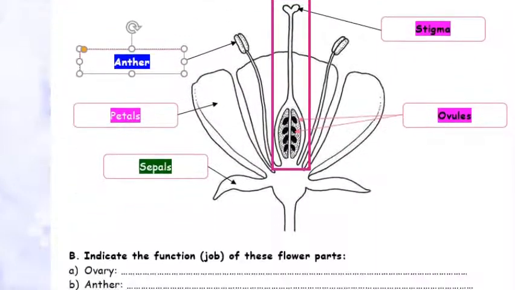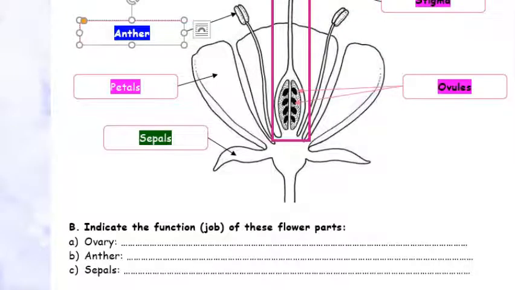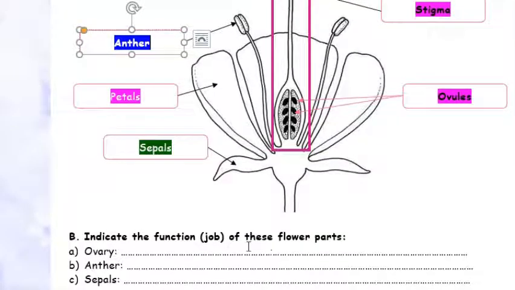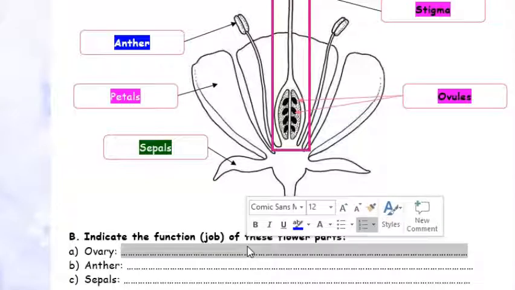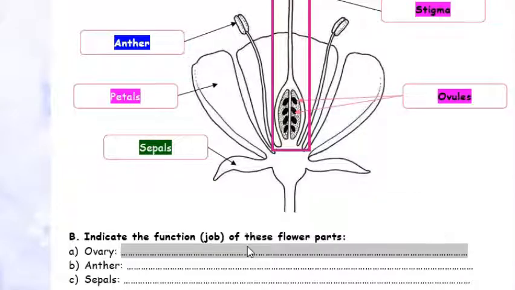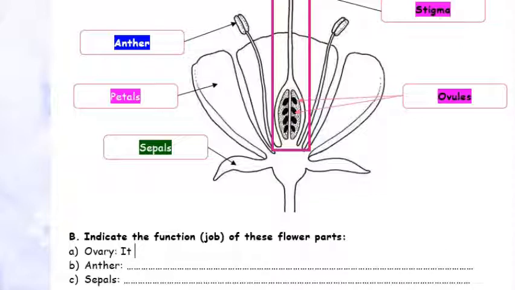In part B of question 1, we have to indicate the function or the job of different flower parts. What about the ovary? What is the job or the function of the ovary? The ovary is the belly of the girl. It's the part that will hold the seeds later on. So we say that the ovary contains the female cells or the female eggs that we call the ovules. The ovules will become seeds later on after meeting the pollen grains.